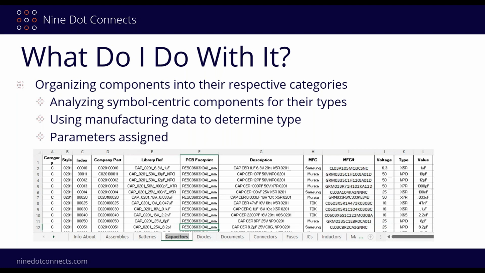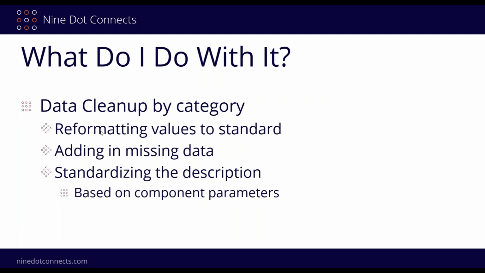As I mentioned earlier on, one of the first things we'll do is when we get the master list together, we create a new category and then try to make sure we associate that to a category that's been defined by the customer. And then now we finally get into the cleanup by category, reforming the values to the standard, adding missing data, standardizing the description. Standardizing the description to us is important. It's based usually on the component parameters you already have.